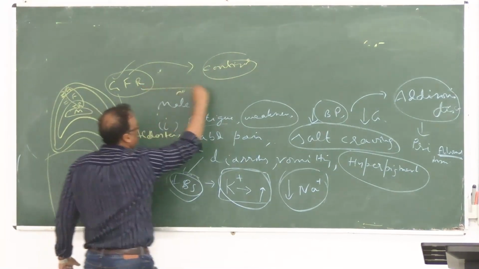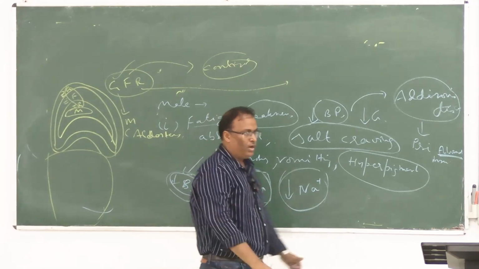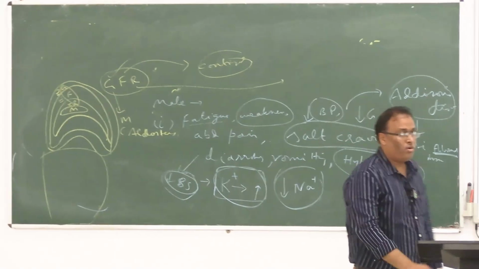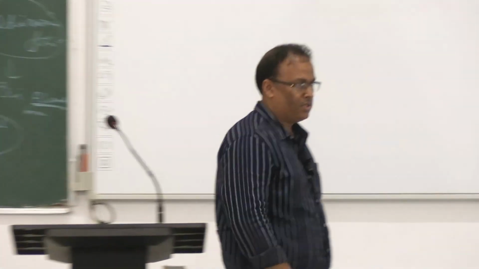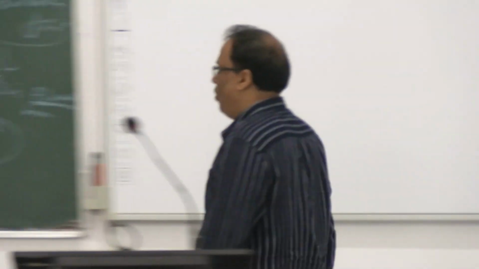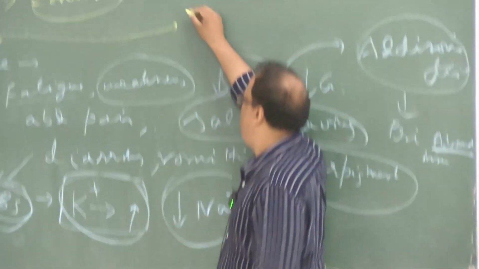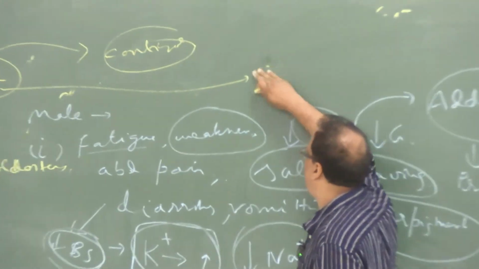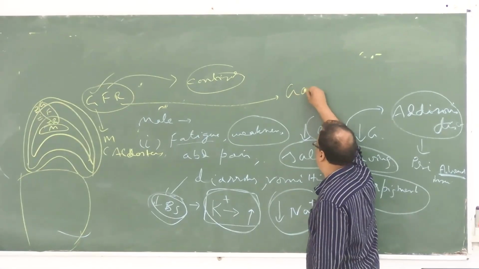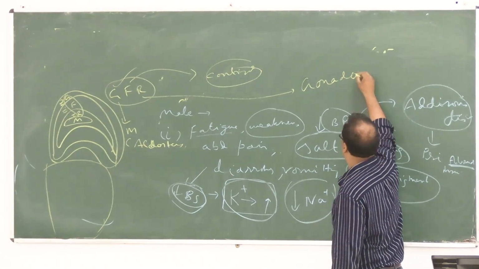And then this is your zona reticularis. You already know it releases the gonadocorticoids or androgens, mostly the dehydroepiandrosterone. You can say that this is just a sex steroid hormone. Nowadays it is called the gonadocorticoids.